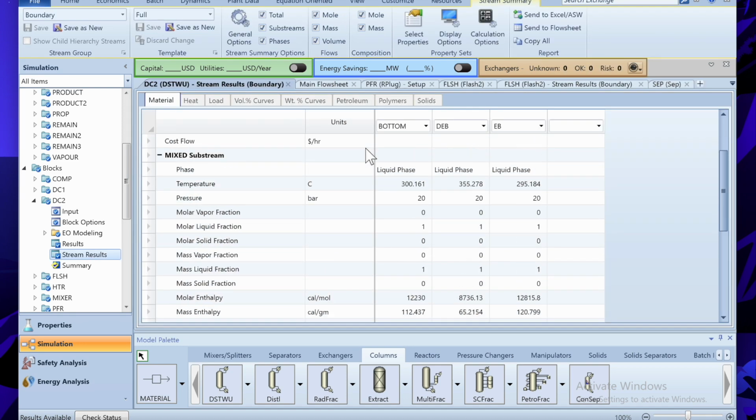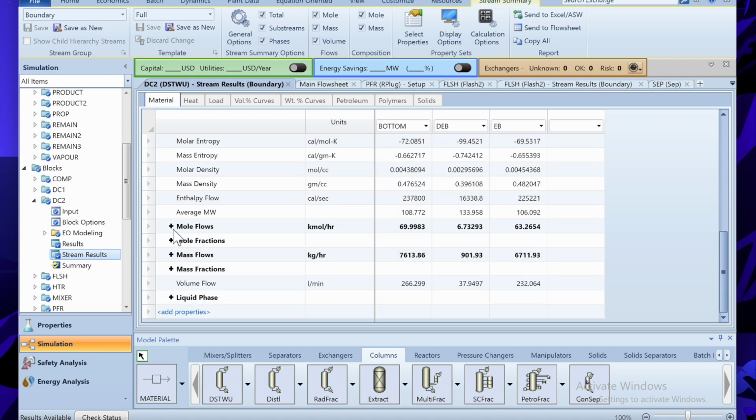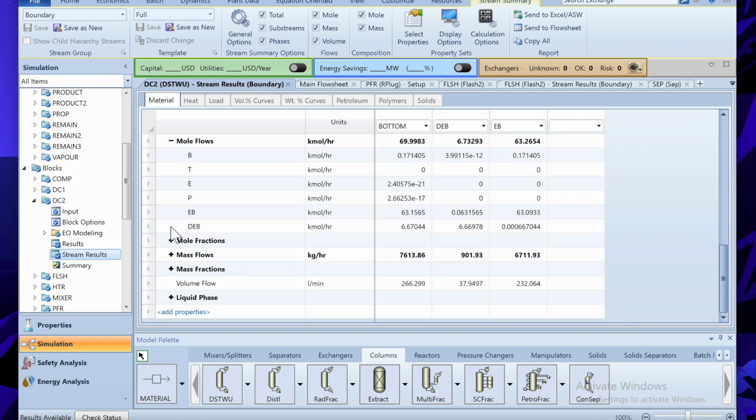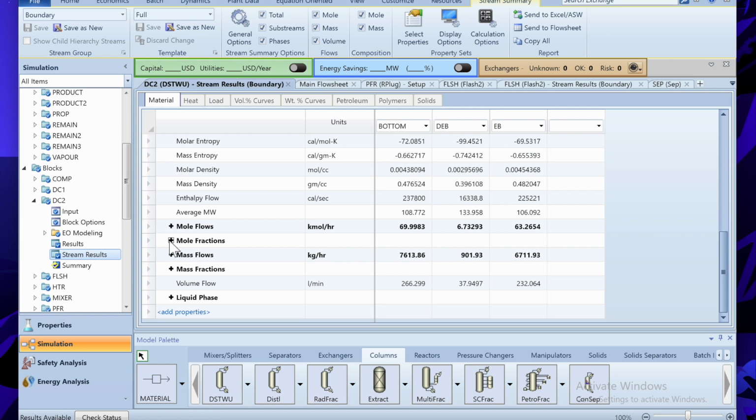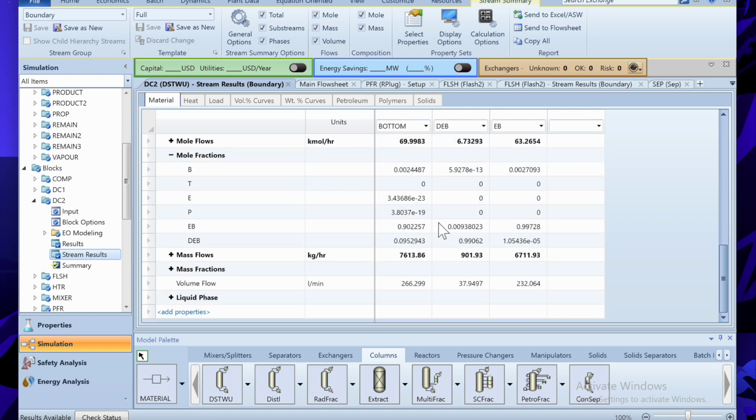Okay, mole fraction. So for EB it is 99.7% and for DEB it is 99.062%. Okay, now I think we have achieved our goal. These are more than 98 and 97%, so I think this will work.